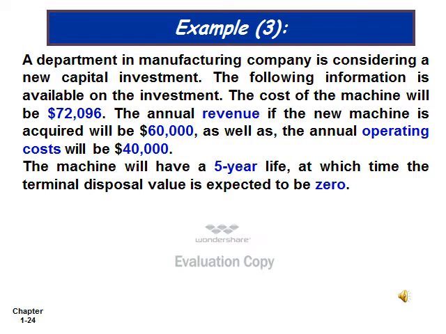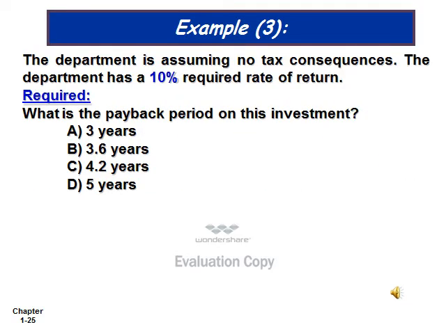Example 3. A departmental manufacturing company is considering a new capital investment. The following information is available on the investment. The cost of the machine will be $72,096. The annual revenue if the new machine is acquired will be $60,000, and the annual operating costs will be $40,000. The machine will have a 5-year life, at which time the terminal disposal value is expected to be 0. The department is assuming no tax consequences. The department has a 10% required rate of return. What is the payback period of this investment? 3 years, 3.6 years, 4.2 years, or 5 years.